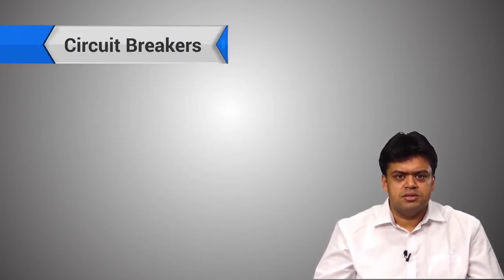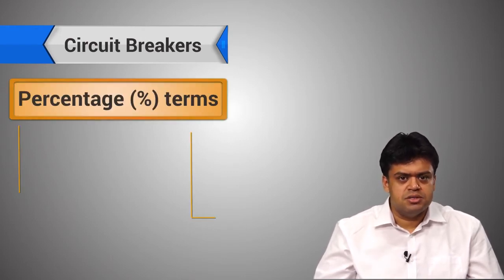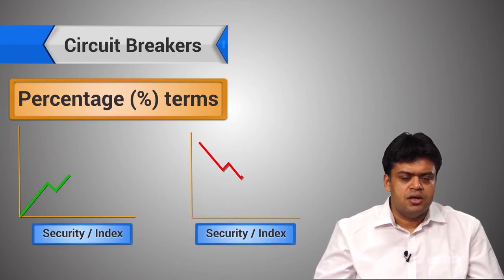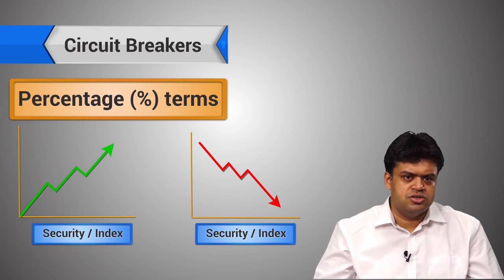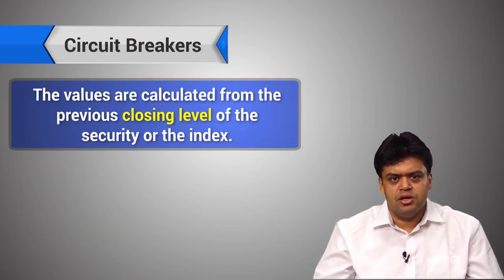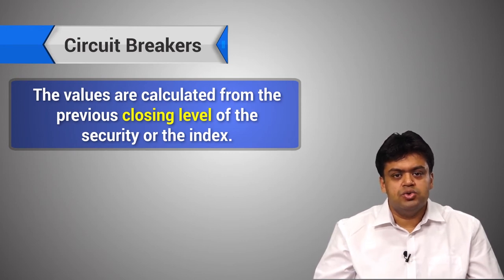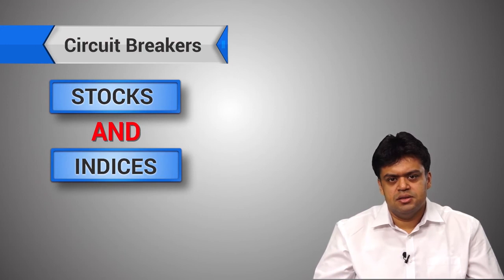Now, circuit breakers. Circuit breakers are predefined values in percentage terms, which trigger an automatic check when there is a runaway move in any security or index in either direction. The values are calculated from the previous closing level of the security or the index. Usually, these circuit breakers are used for both stocks as well as the indices.